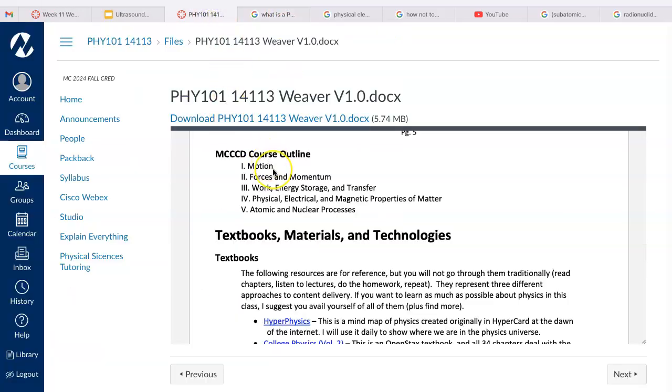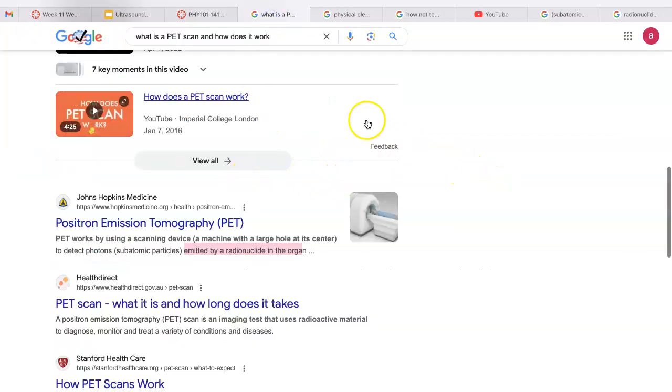We did get to talk about what interests us on backpack. Oh my gosh. And to me, the PET scan and how that works, the magnetic properties of the PET scan, is fascinating to me. But I obviously had to search what a PET scan is and how it works. And this entire website explains how it works. It's a scanning device, and it detects photons, which are subatomic particles emitted by a radionuclide in the organ.